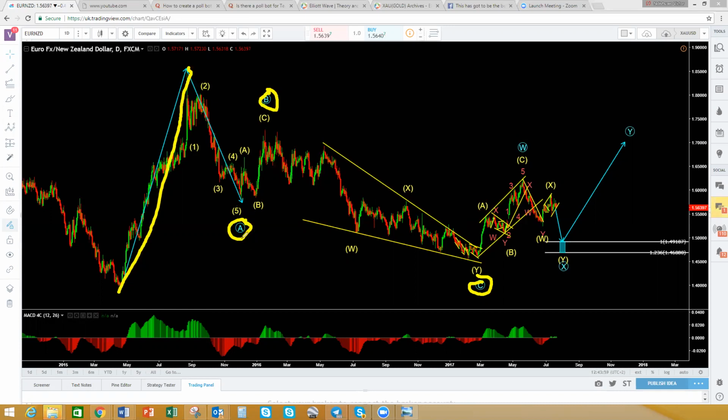On an ABC, you'll have your A with 5 divisions, and there are rules for this to be an impulse 1, 2, 3, 4, 5. You don't just label it 1, 2, 3, 4, 5 because there are 5 subdivisions here. There are specific rules for it to be an impulse. B, regardless of whether it's a WXY or the ABC, will always be a 3-wave correction.